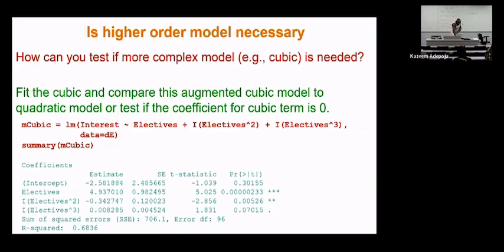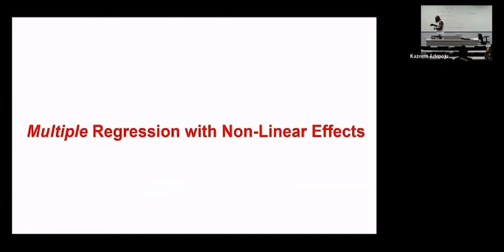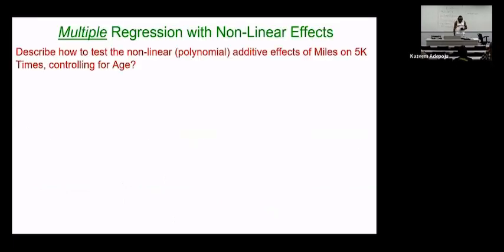Now, the one I've been explaining is the quadratic effect and cubic effect. What if we want to consider multiple regression with a non-linear effect? Let's take a look at that. I'm going to walk you through another example where we can actually apply non-linear. Describe how to test the nonlinear polynomial additive effect of mice on 5k times, controlling for age.